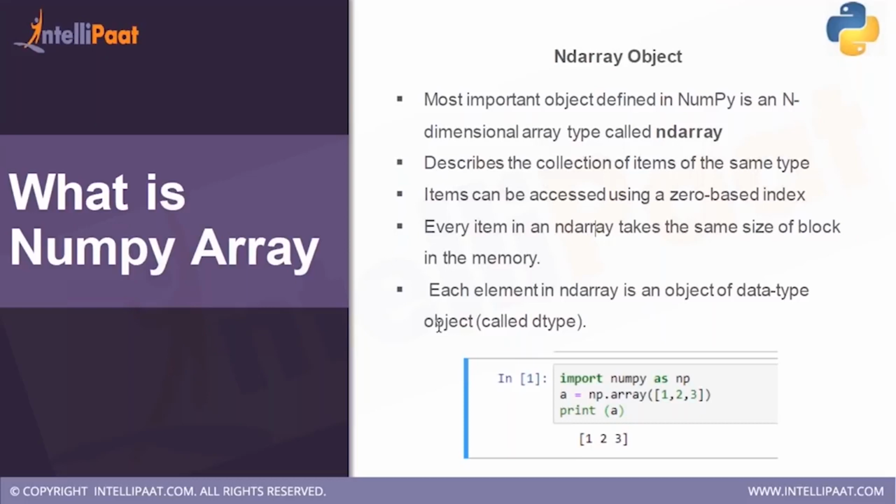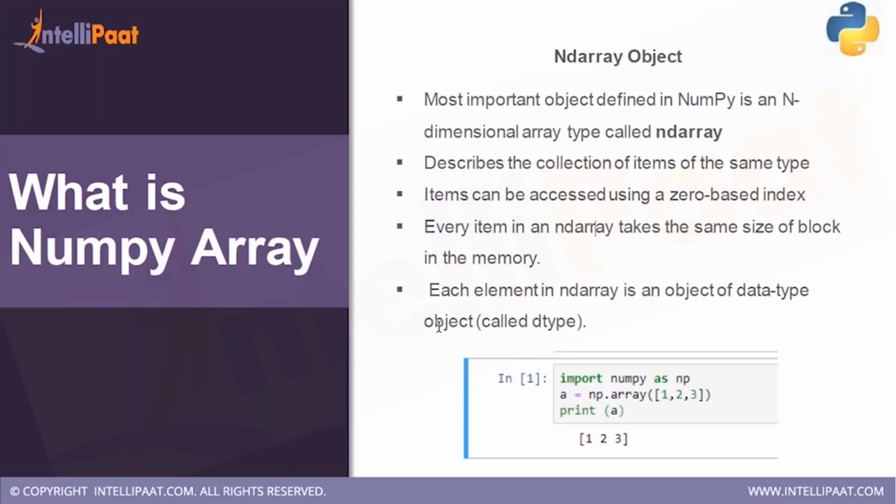So next is why we use NumPy arrays. In NumPy, these ndarrays have all the items of the same type. So it can't be that one of them is an int and one of them is a string. All of them have to be int arrays. Items can be accessed using a zero-based index. As you know, Python arrays and Python lists also start from zero indexing, right? So here it remains the same property.